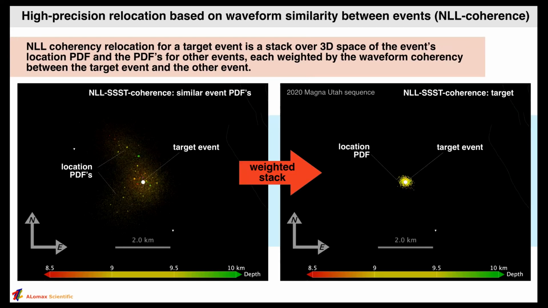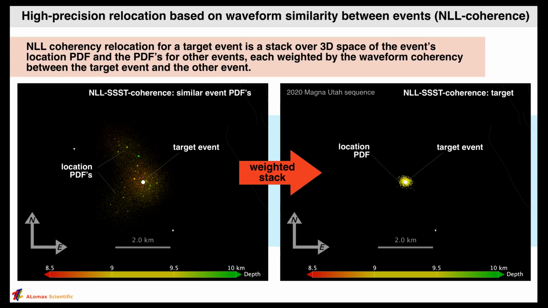So the left panel here is the same as the right panel before. It's all the PDFs from the target event and similar events that we're going to combine. We now make the weighted stack of all these PDFs, weighting by our coherency weighting function. And on the right is what we obtain for the coherency location for the target event. So we can see that we've reduced greatly the error in the location.